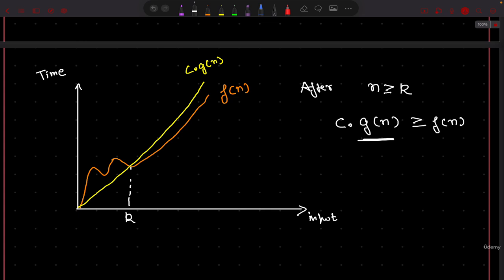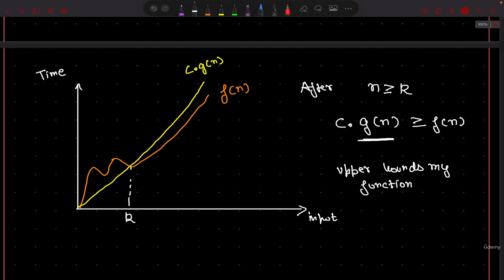Now we are going to do lots and lots of questions to actually find this. But the idea is that because I am finding the worst case complexity, I have to make sure that I am able to upper bound my function. So this overall relation upper bounds my function.